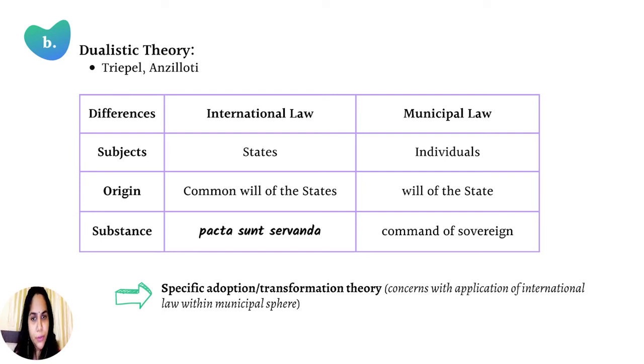So according to the specific adoption theory, dualists contend that rules of international law won't be automatically applicable to the municipal sphere, and they become binding on municipal courts only if such rules are transformed into municipal or state legislation, right?